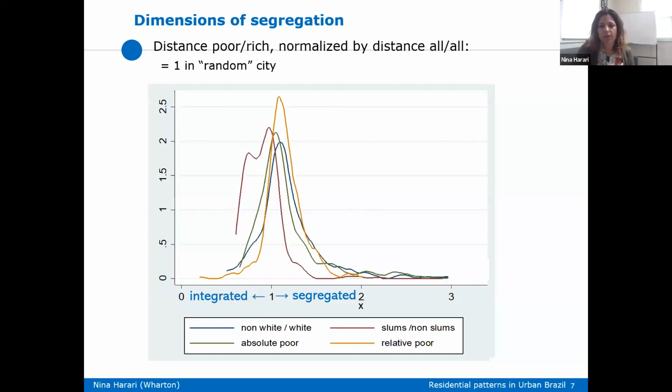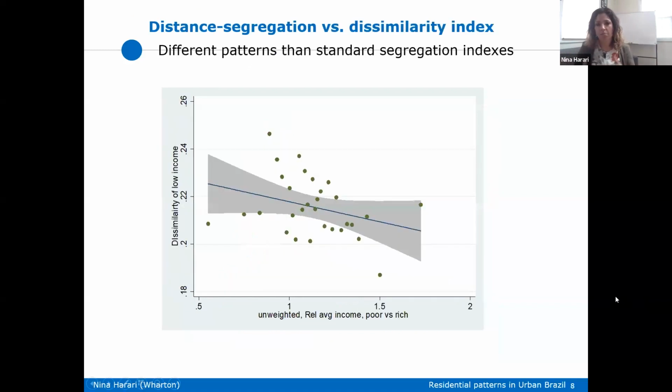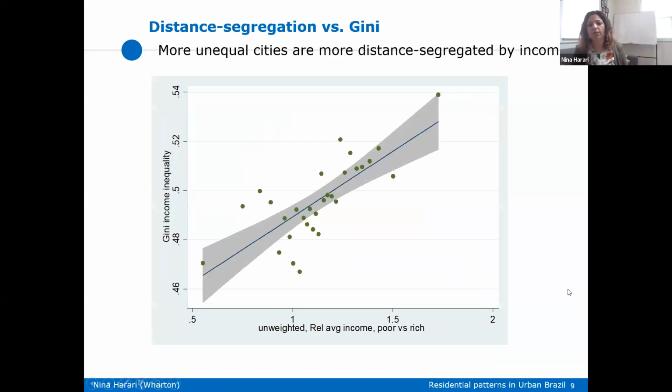Also, interestingly, this distance segregation index is not really correlated with the standard dissimilarity index, which reinforces the idea that it captures something different. But it is positively correlated with the Gini index, meaning that cities that are more unequal in terms of income distribution are also cities where the poor and the rich are physically further apart, which is a pattern that I'd be interested in exploring further.